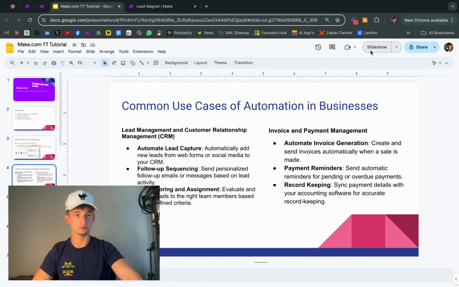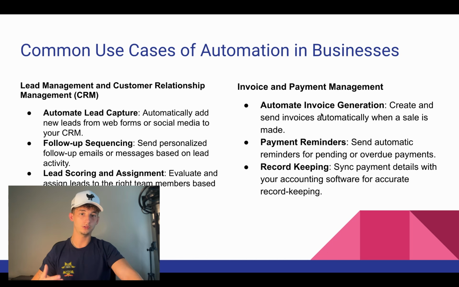That one's a little bit more robust, but now let's move on to invoice and payment management. The first one is automating invoice generation. This is where you can create and send invoices automatically when a sale is made. Then there are payment reminders and record keeping, where you're sending automatic reminders for pending or overdue payments.